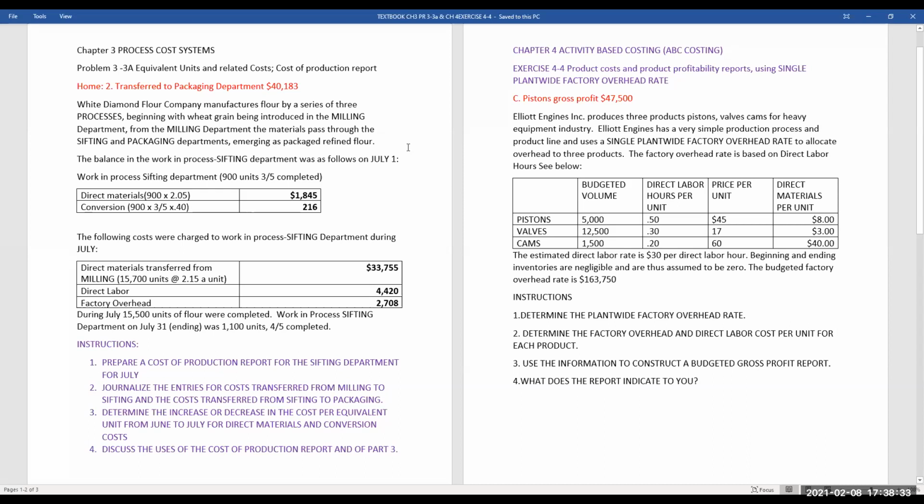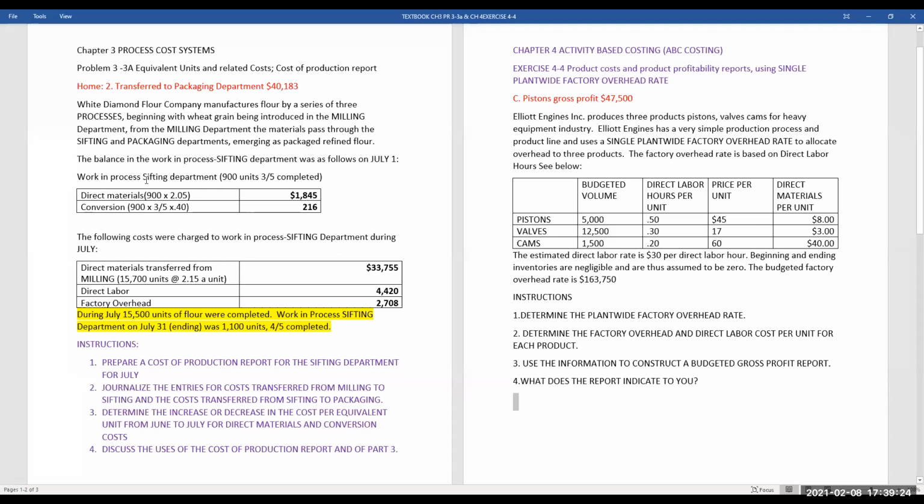And when you go into Publix, you'll see gold medal flour, or whatever flour, there are different varieties. That's the finished product. So what do they tell us? Let's look down here for a minute. I'm going to highlight this. So in yellow, during July, they tell us that 15,500 units were completed and, in work in process in the sifting department on July 31, there were ending units of 1,100, 4/5 complete. So it wasn't 100% complete, it was partially complete. So all this information matters.